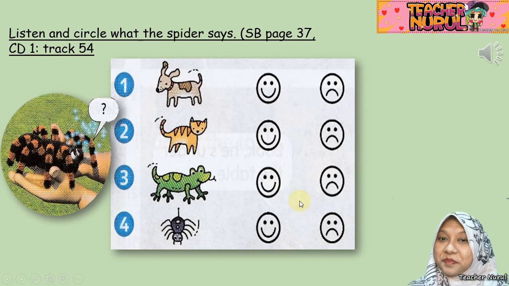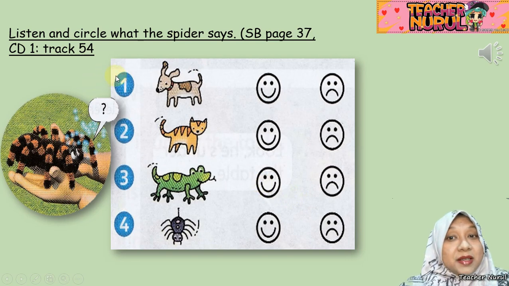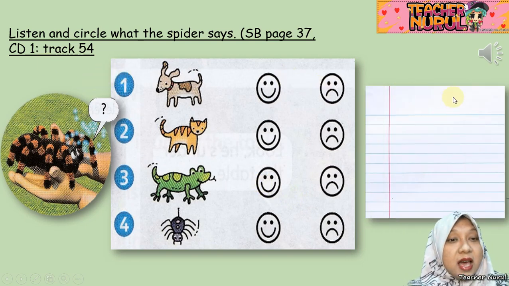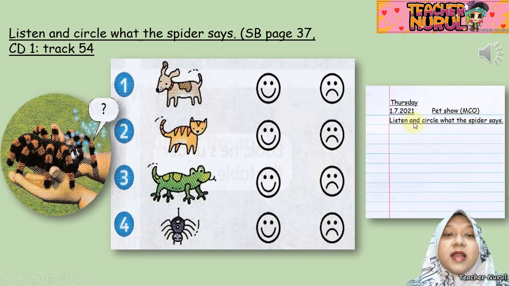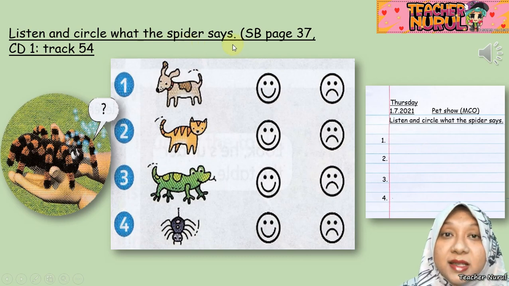Now we're going to do some exercises today. I want you to take out your exercise book. You write down the day for today, which is Thursday, and then you write down the date, 1st of July 2021. You write down pet show. This is the topic. MCO means BKP. Then you write down listen and circle what the spider says. Then you write down the numbers 1, 2, 3, and 4.